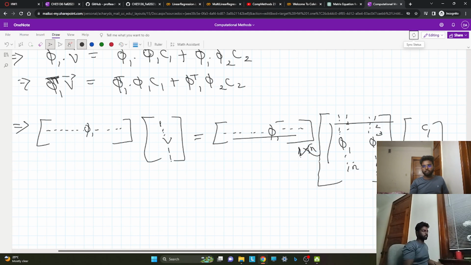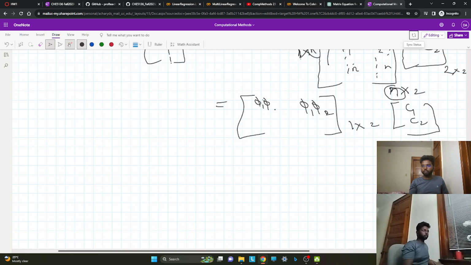Okay, so we'll get it like this. Phi 1 into phi 1 we'll get over here, then phi 1 into phi 2 will get over here. Now it will become 1 cross 2, meaning 1 row and 2 columns. We will multiply this with c1 and c2. Here the dimension of the coefficient matrix is 2 cross 2.